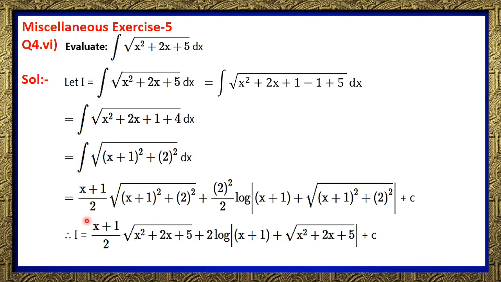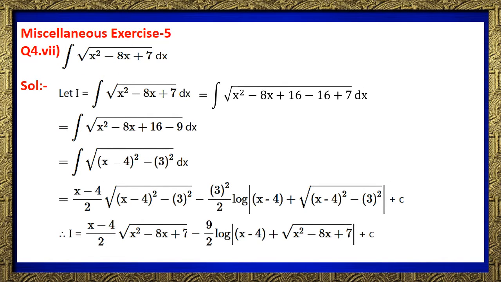x plus 1 upon 2 into root of, this is our given integrand only. We have converted it into the required form. So we can rewrite this as root of x square plus 2x plus 5, and 2 square upon 2 will be simplified, so plus 2 log modulus of x plus 1 plus root of x square plus 2x plus 5, plus c.